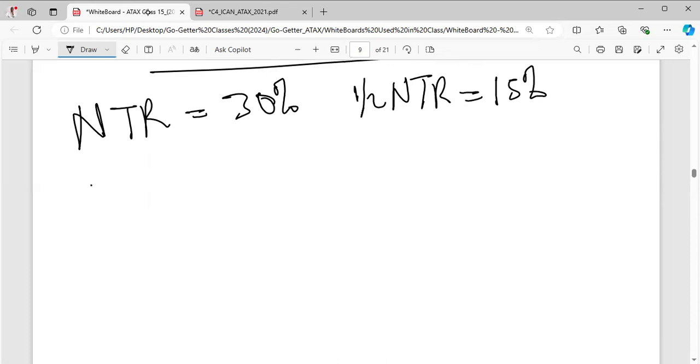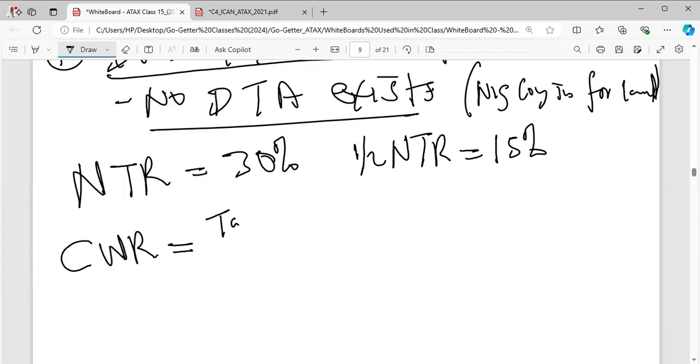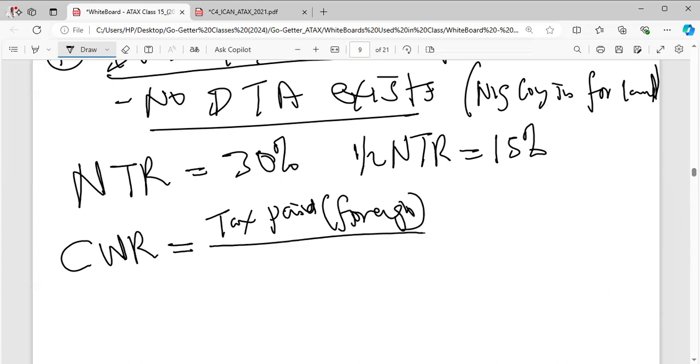Now, what is the CWR? It will never be given to you. You are the one to look for it. So your CWR will be tax paid foreign over taxable profits foreign.